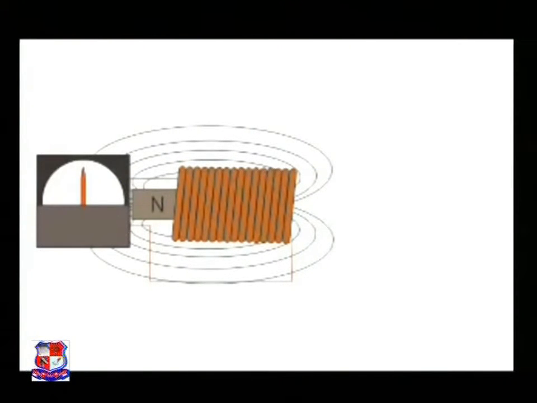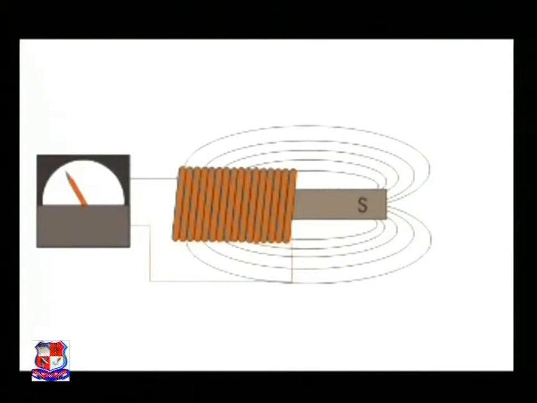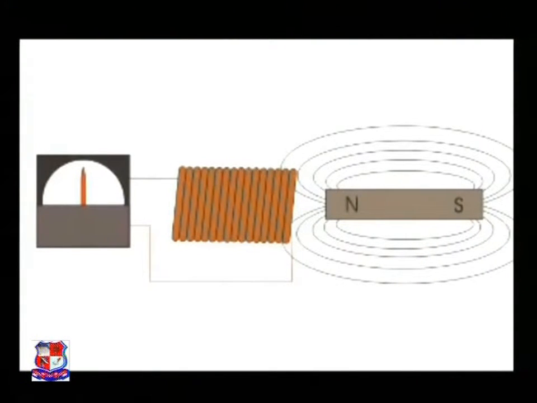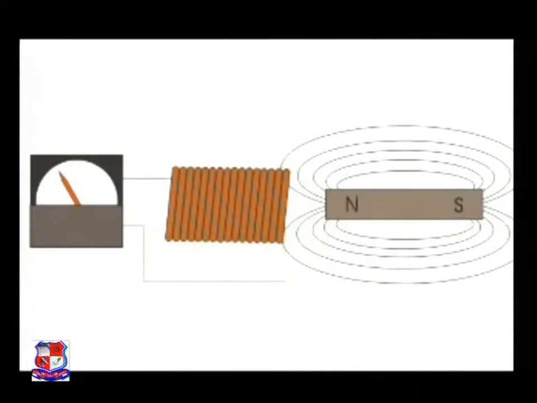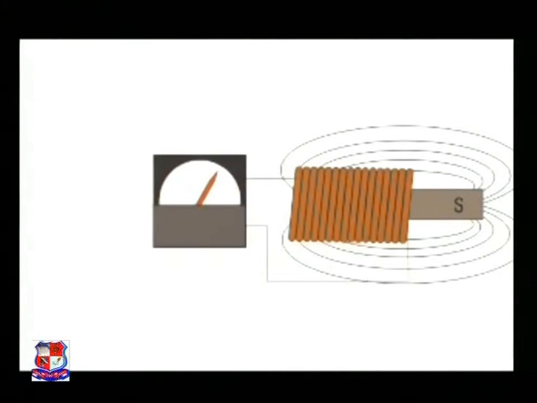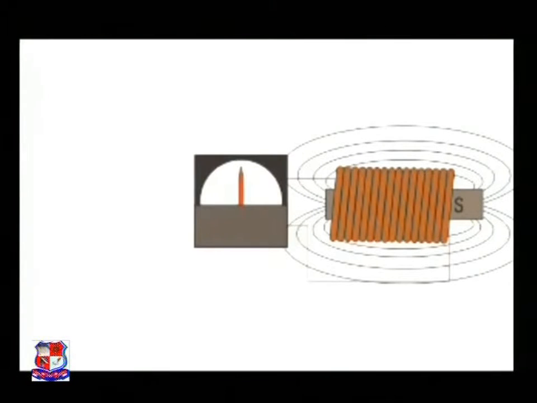Now, when the magnet is moved away from the coil, there is some deflection in the needle, but in the opposite direction. Again, when the magnet becomes stationary at that point with respect to the coil, the needle of the galvanometer returns back to zero position. Similarly, if the magnet is held stationary and the coil is moved away and towards the magnet, the galvanometer shows deflection in a similar manner.